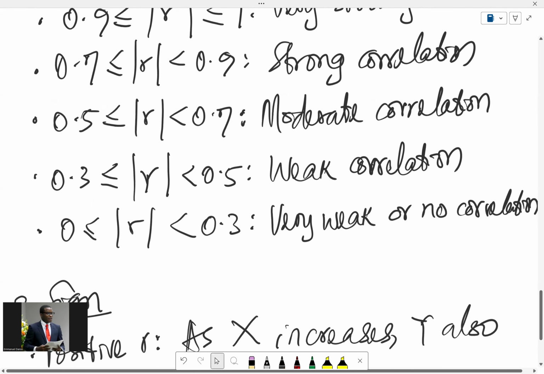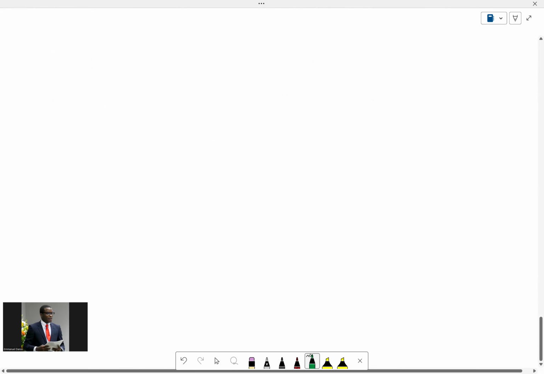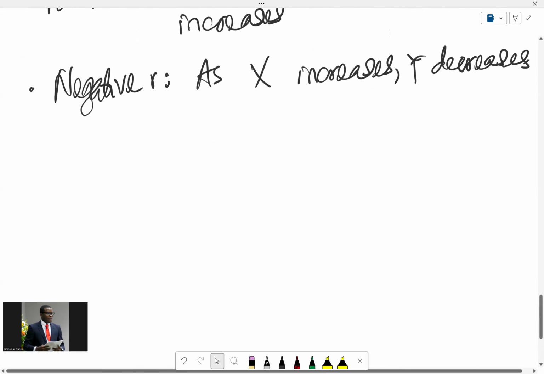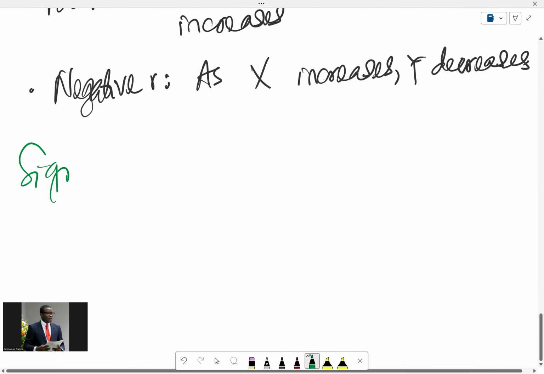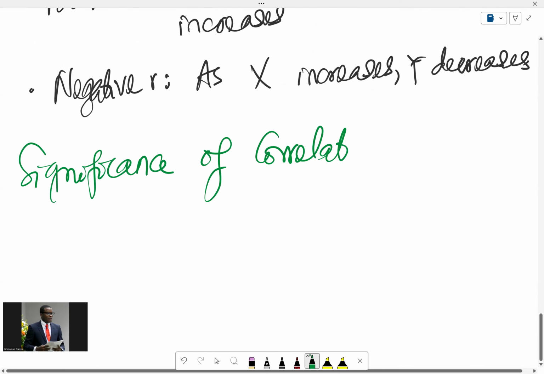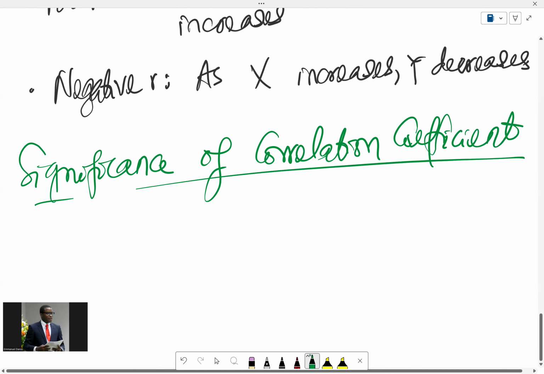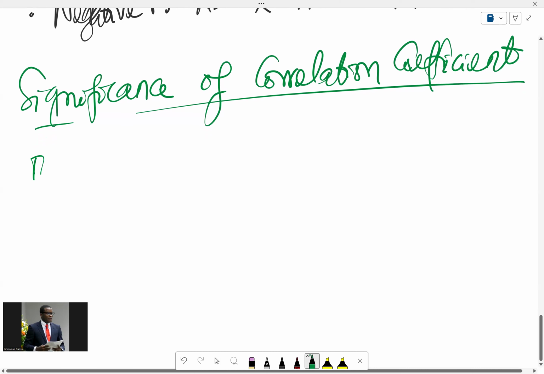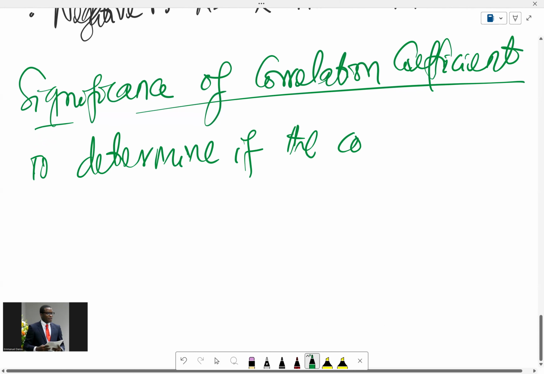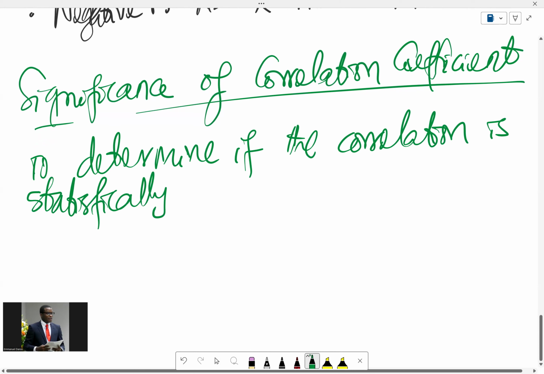Y decreases. And then we can begin to talk about significance of correlation coefficient, to determine if the correlation is statistically significant, because that's also important. You can get a correlation value, but you want to be sure if it is statistically significant.